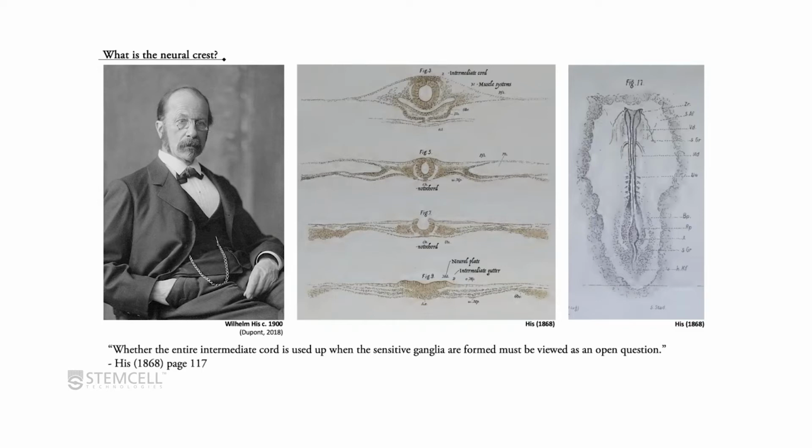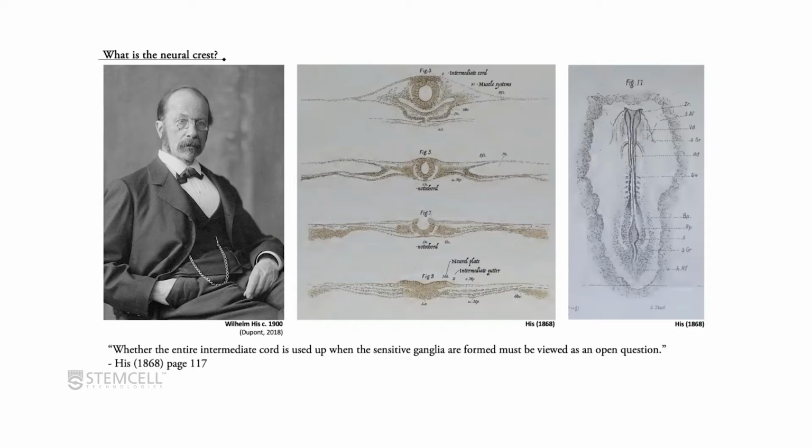Although in this work His didn't identify any other neural crest derivatives, he allowed for the possibility that there could be more by saying, "Whether the entire intermediate cord is used up when the sensitive ganglia are formed must be viewed as an open question." The term neural crest was actually coined by Arthur Milnes Marshall, who was a student of one of His's contemporaries, Francis Balfour.